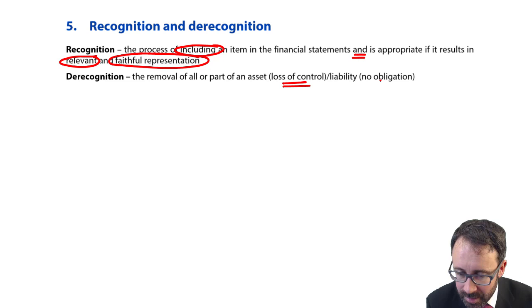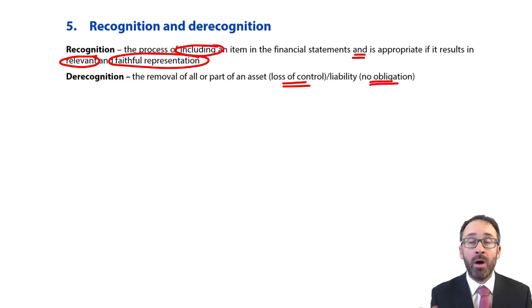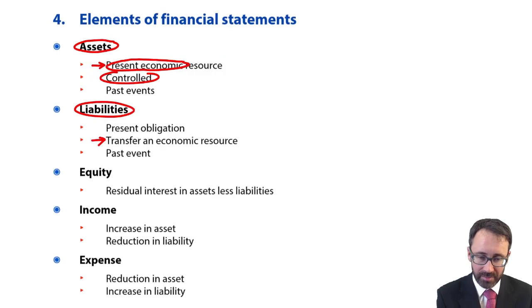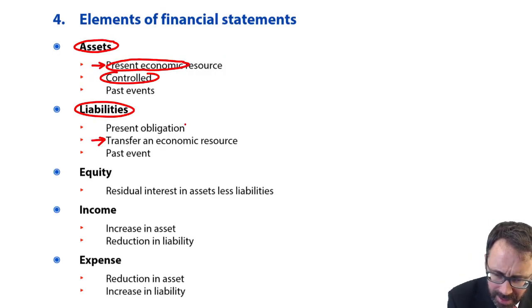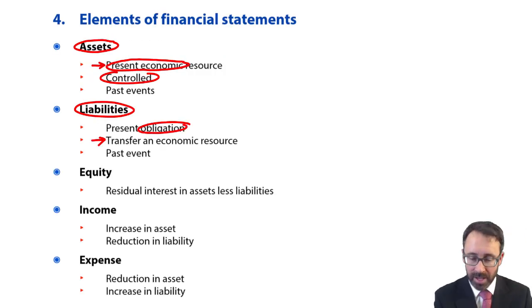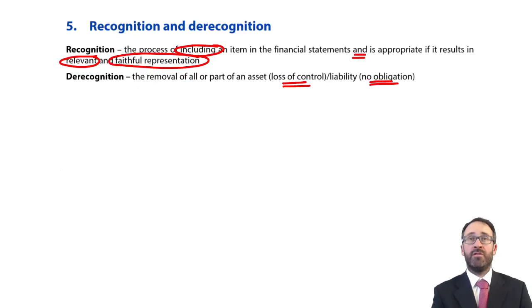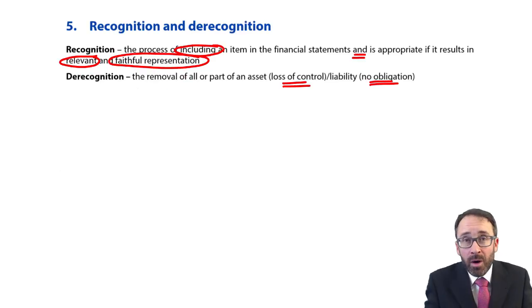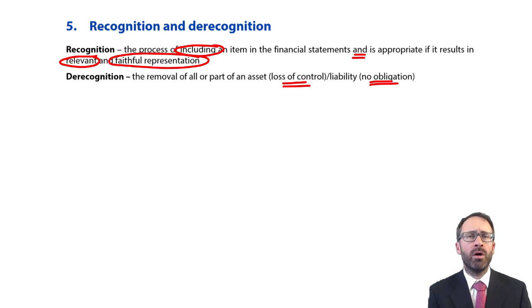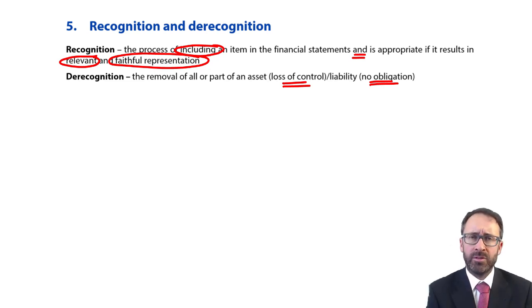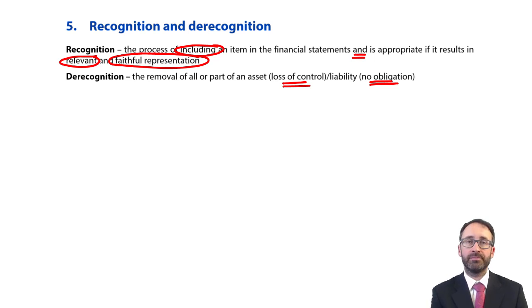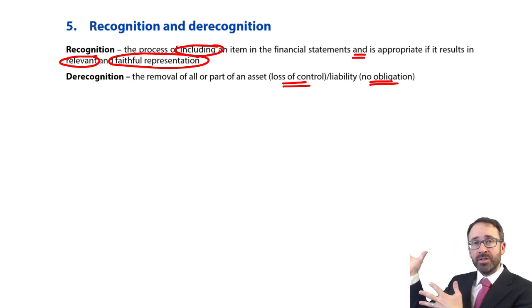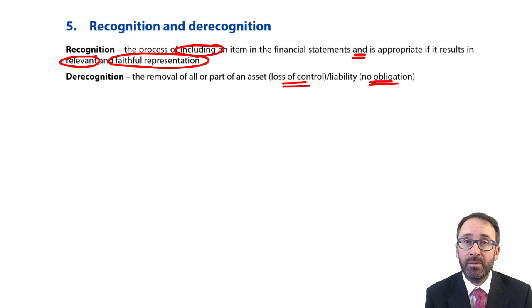And then with your liability, you derecognise it when there's no obligation. Well, again, that comes back there, doesn't it? The definition of the liability is that you need a present obligation. Well, if you've paid off the liability, there is no obligation anymore because you no longer owe anybody the money. There is no obligation, so therefore derecognise the liability. That's it. There's the definitions, and that was the application.